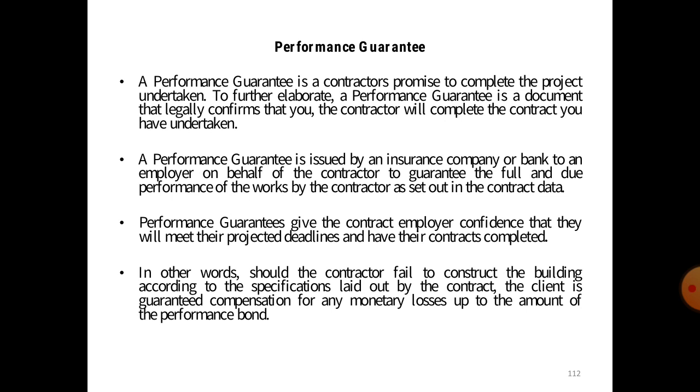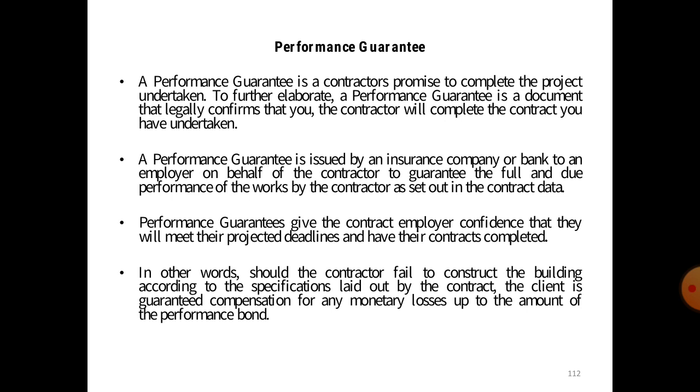So a performance guarantee is a contractor's promise to complete the project undertaken. To further elaborate, a performance guarantee is a document that legally confirms that the contractor will complete the contract they have undertaken. A performance guarantee is issued by an insurance company or a bank to an employer on behalf of the contractor to guarantee the full and due performance of the work by the contractor as set out in the contract data.